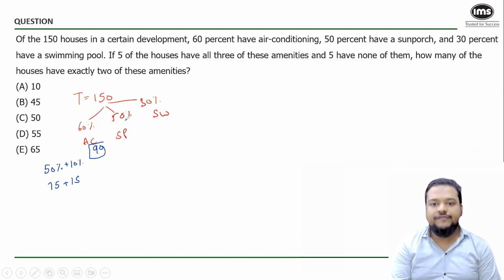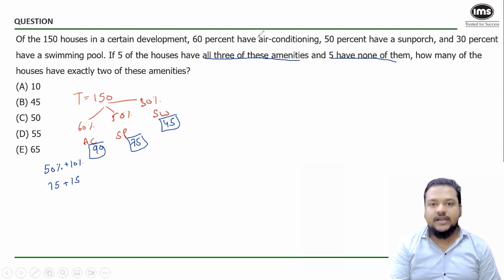Now sun porch 50%, that is very clear, 75. Now 30% of 150 will be 45. All right, now moving on, they have given us that 5 of the houses have all 3 of these amenities and 5 have none of them.